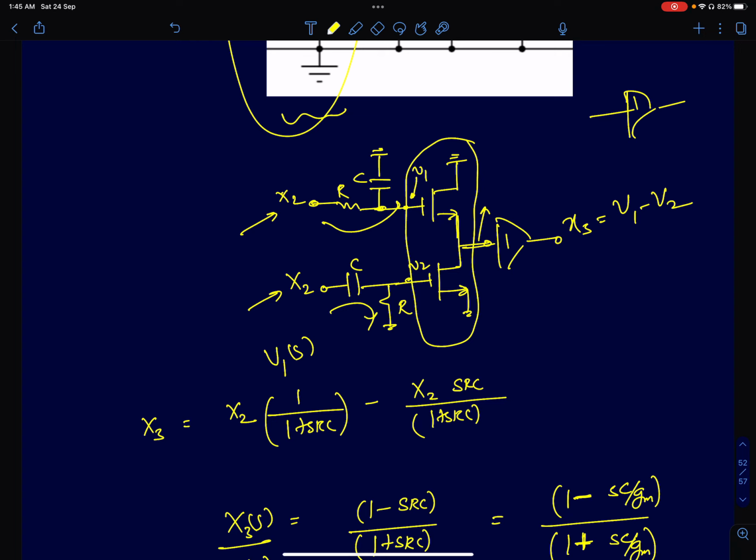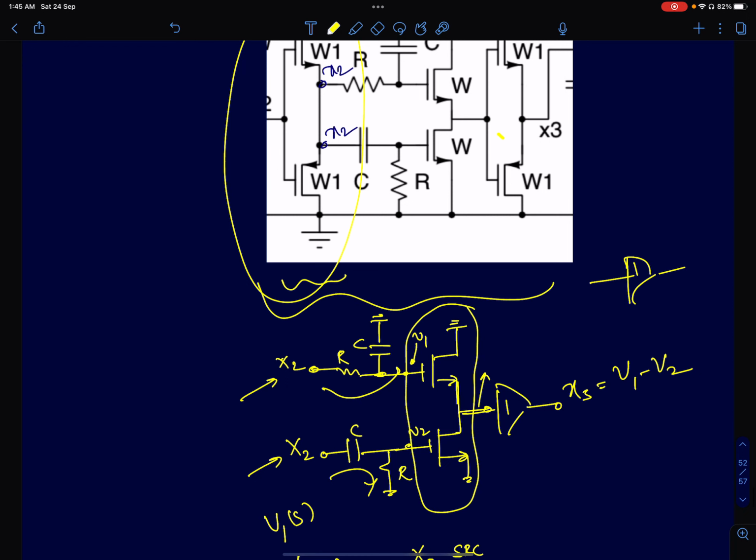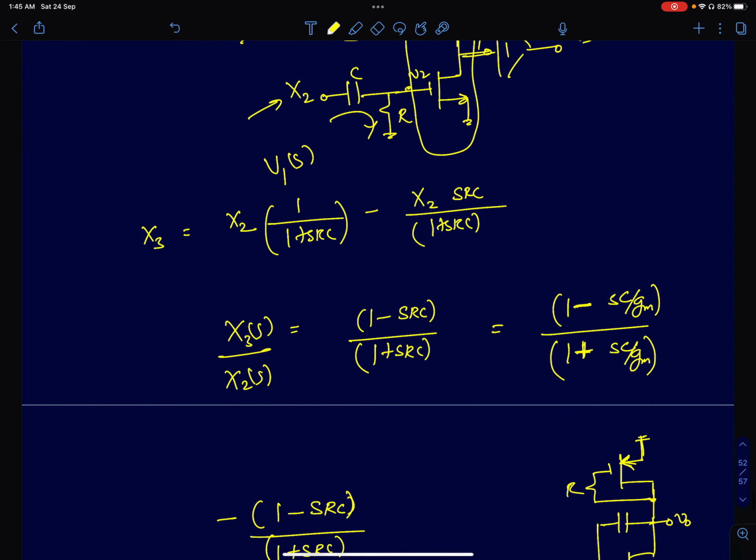So that's the high pass transfer function. You subtract the two, you end up getting x3 by x2. That's the transfer function of this whole circuit, simply 1 minus SC by GM over 1 plus SC by GM. Okay, or 1 minus SRC by 1 plus SRC. I've already said R equals 1 by GM, so you get this.